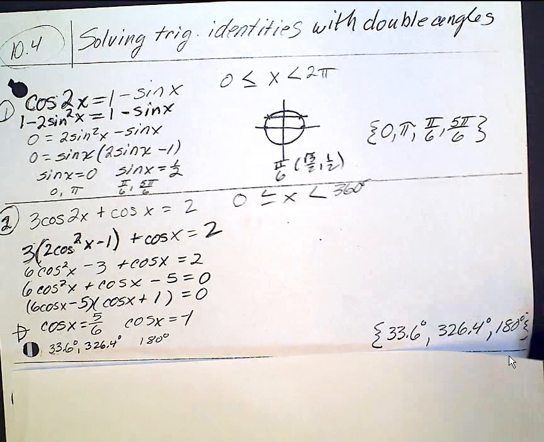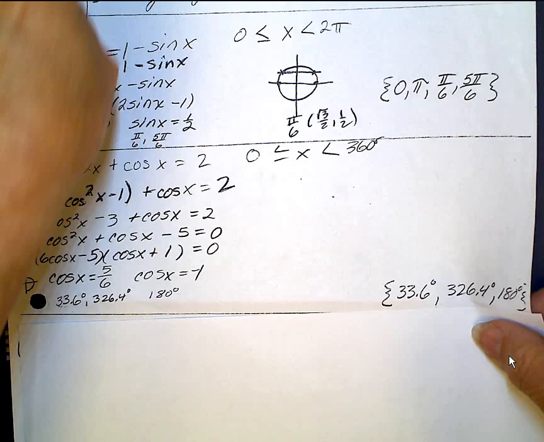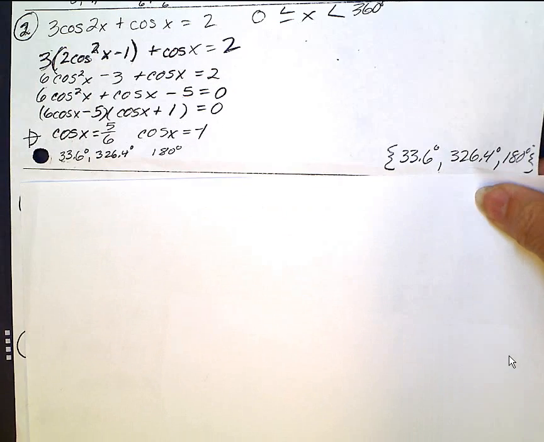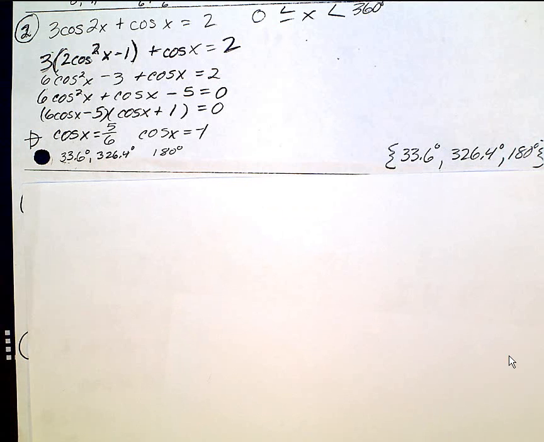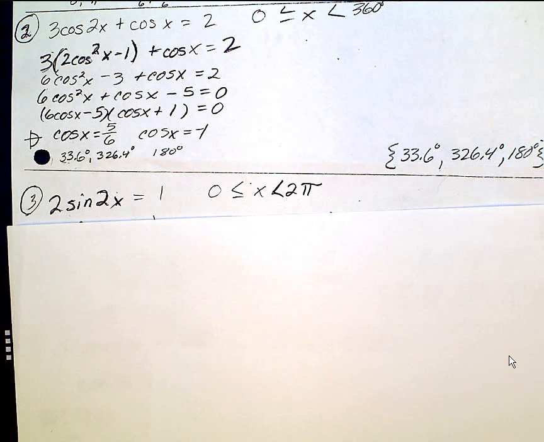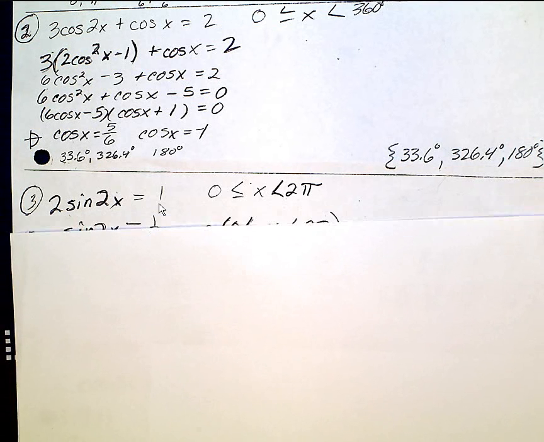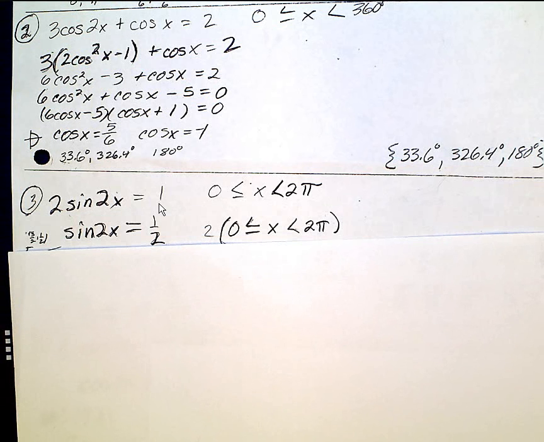Okay, now we're going to get into ones where you can't change them all into a single angle, or at least you don't want to do that. For example, here, you only have sine involved, and it's only in a double angle. So the easiest way to solve this one is as a double angle. So we're going to divide by 2 and bring it to the other side, the 2 that's sitting out front. So when I divide by 2 here, I've got sine of 2x equals 1/2.